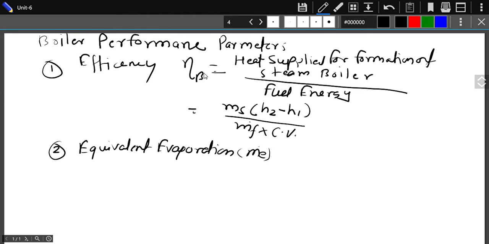We are discussing that there are three parameters. Out of that, the equivalent evaporation I now want to express. For this purpose, let us have a boiler A and a boiler B. Let us consider that I am having a C boiler also. There are three boilers. Okay.